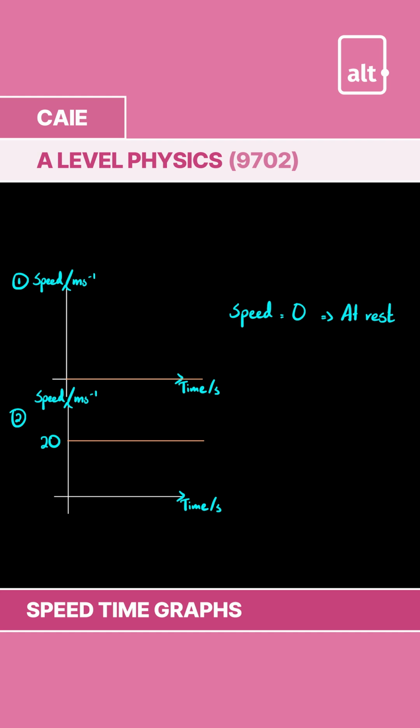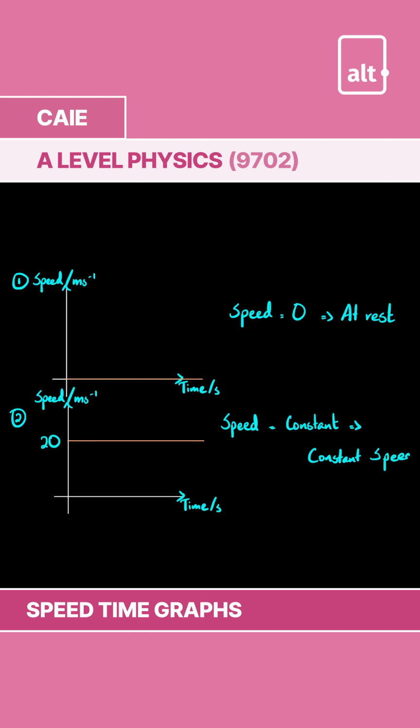So the speed is constant at 20 meters per second, right? It's not changing, it's not going up or down. The value of the speed is constant. So this is the case of speed being constant, right? So this is basically a case of we'll just call it constant speed.